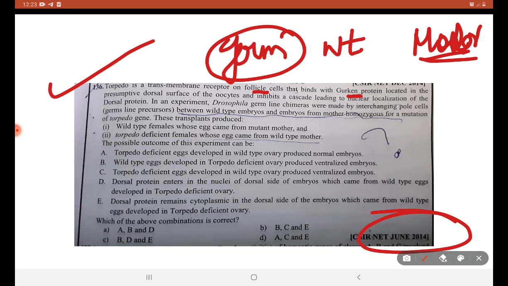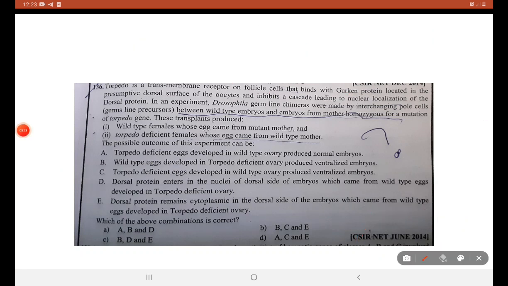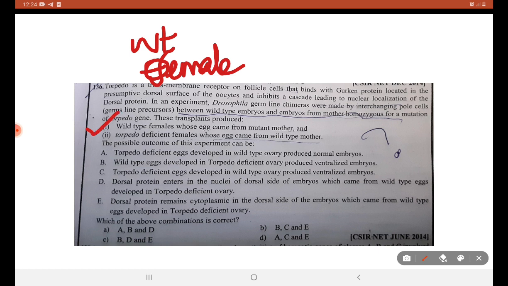Consider the two statements. Read the two statements carefully. Wild type female whose eggs come from a mutant mother. Torpedo deficient females whose eggs come from a wild type mother. These are the two statements given. You are going to find the correct option.